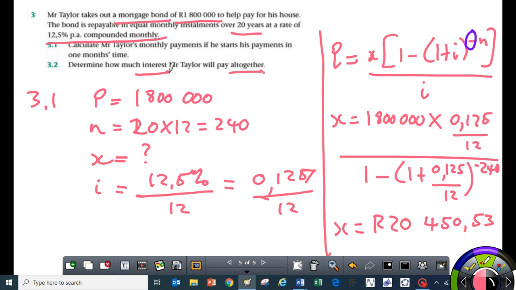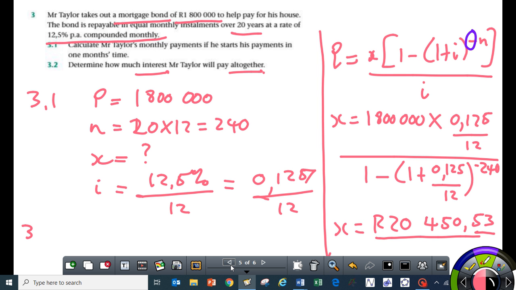So how would you do it? You need this value, because that's the amount that the person is going to pay every month for 20 years. Right? So you multiply that by 240, because there are 240 payments. Okay? So let me do it here.